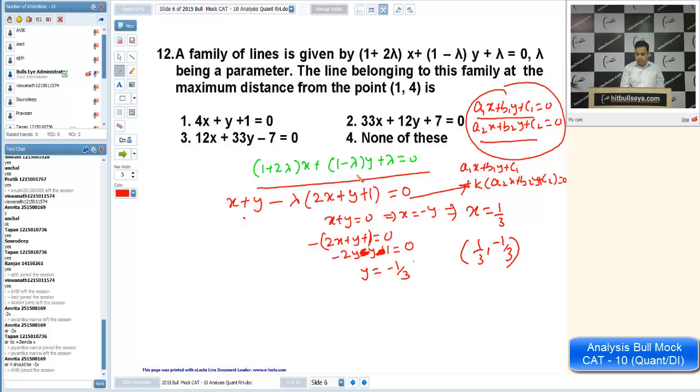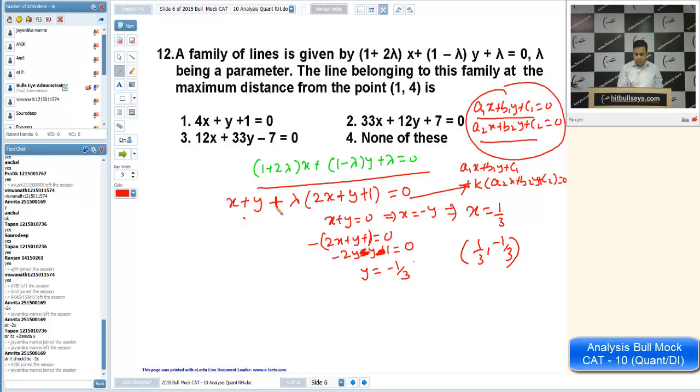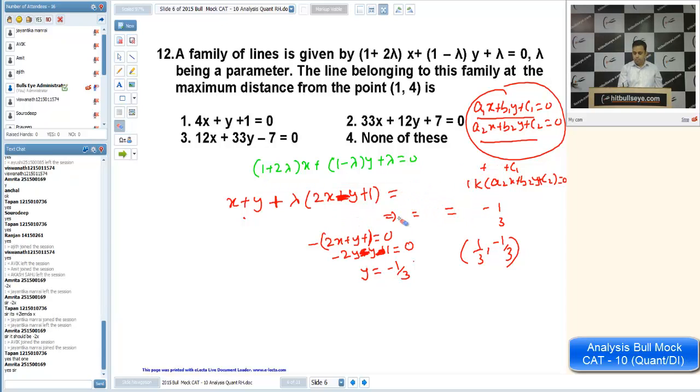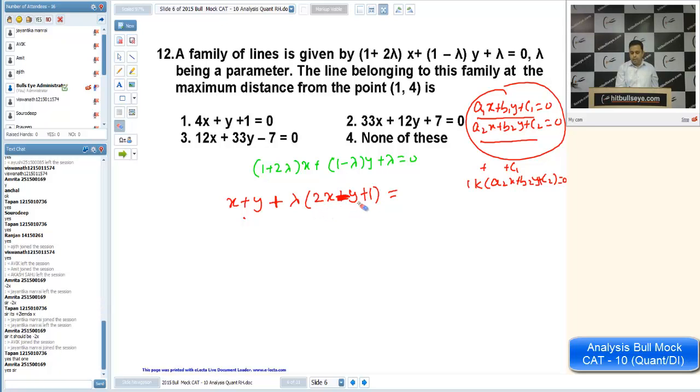sorry, I think this should be positive and it should be negative. Sorry. Extremely sorry. I am solving this question once again. So it becomes x plus y plus lambda into 2x minus y plus 1 equal to 0. Yes. Thank you.